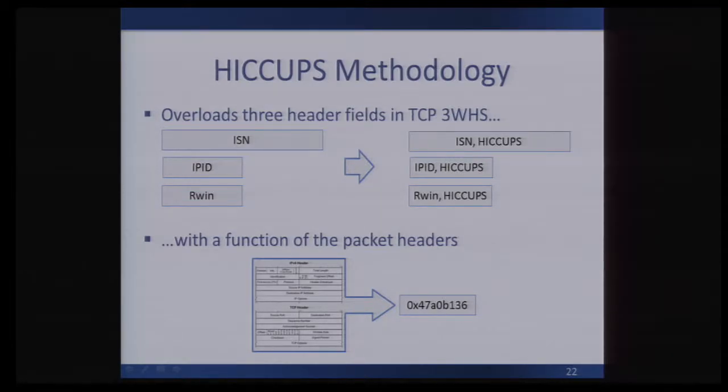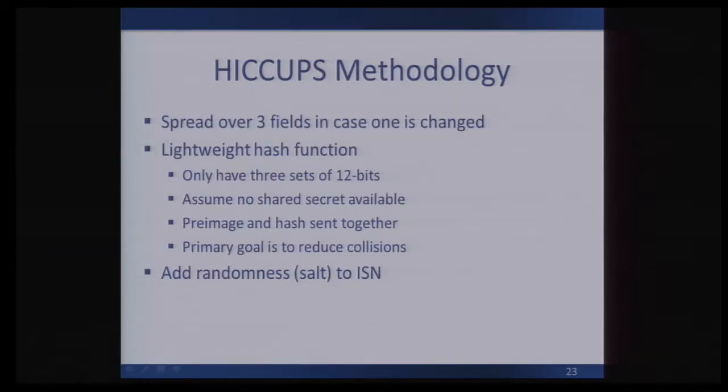And at a high level, a little bit about how Hiccups works. We actually overload three header fields out of the three-way handshake: the initial sequence number, the initial IPID, and the initial receive window. And we overload each of those with a function of the packet headers. So now each of those three fields serves dual purposes. In addition to the original job, they also contain Hiccups information. And we spread over three fields in case one has changed.